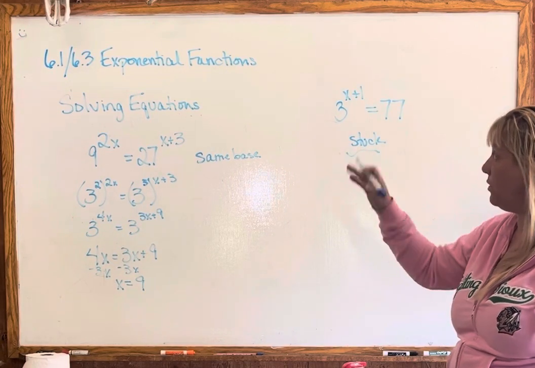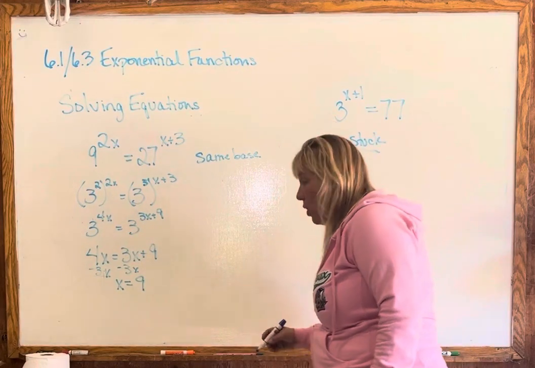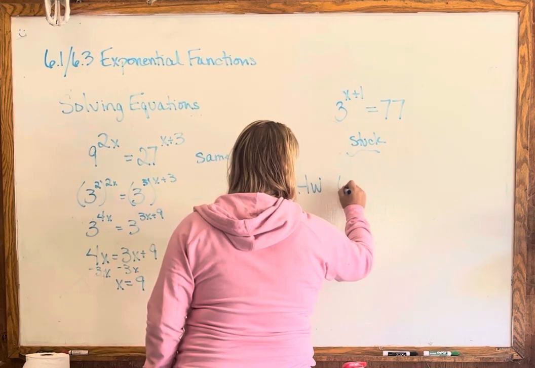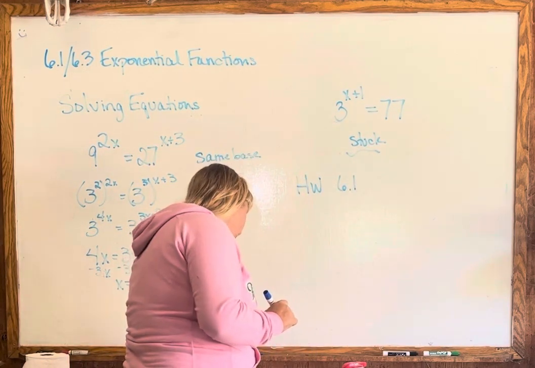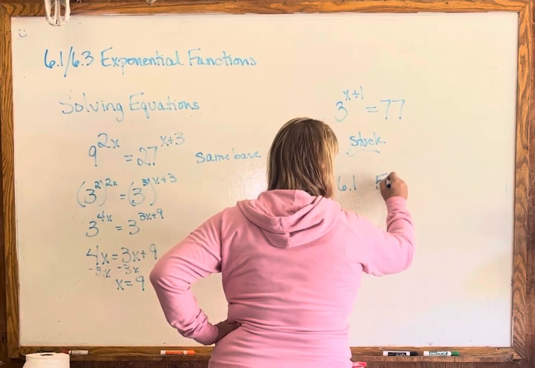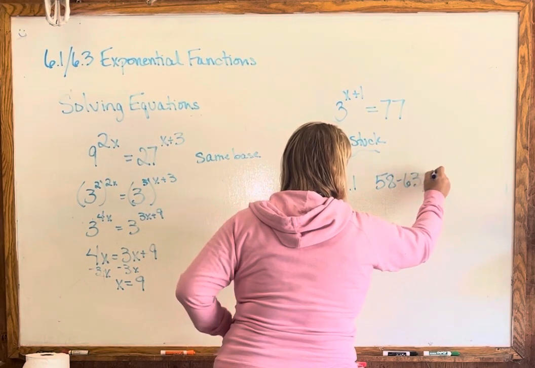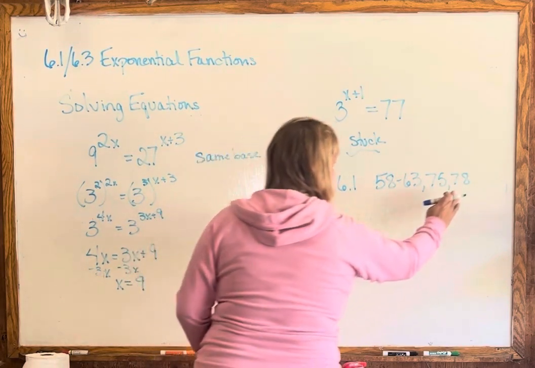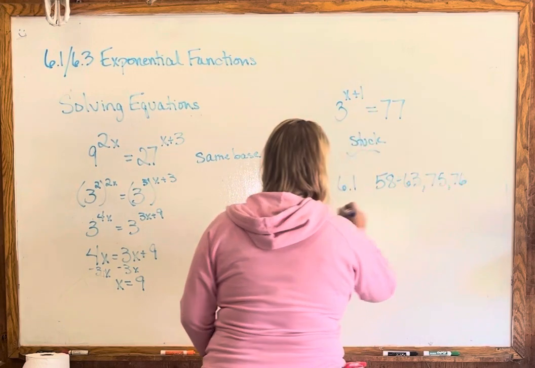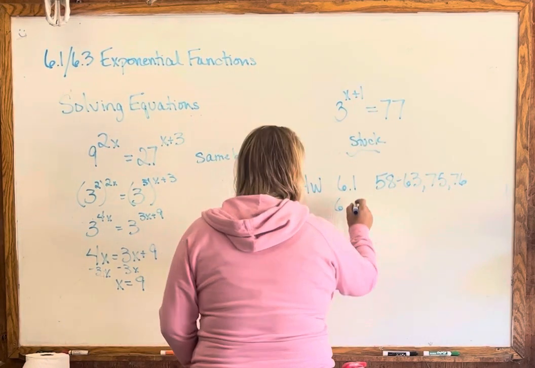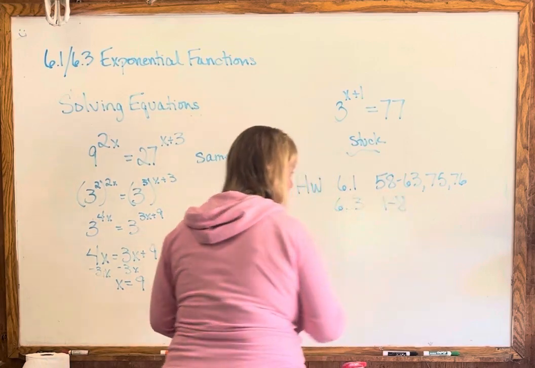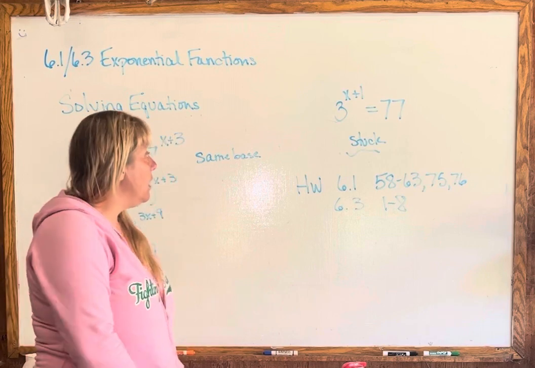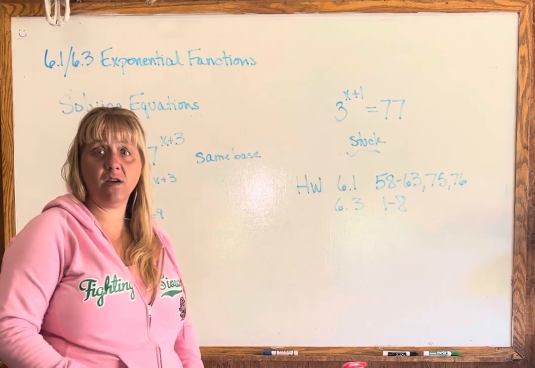Now, because I kind of fiddled with this, I'm going to change your homework on this one. So from 6.1, for right now, I only want you to do 58 through 63, and then 75 and 76. And from 6.3, just 1 through 8. Okay, so since we split up the sections, the homework splits up with it. Okay, guys, so exponential functions, have at it.